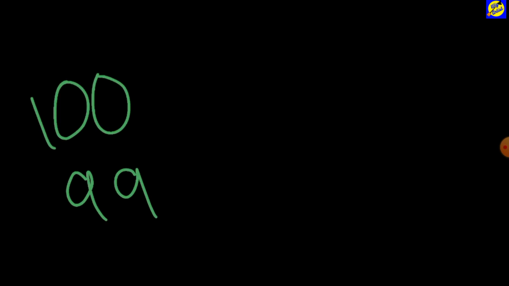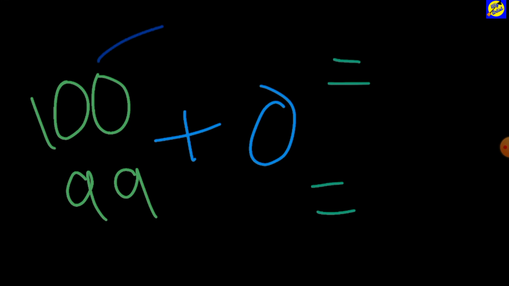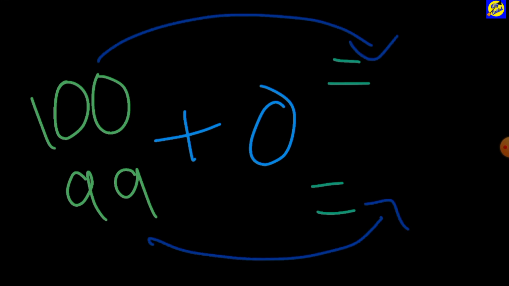Understood? Be it any number, be it 100 or be it 99, when you add that number with 0, you are only going to get the number itself as the answer. Okay, so here you're going to get 100 only and here you're going to get 99 only. No differences with the number.